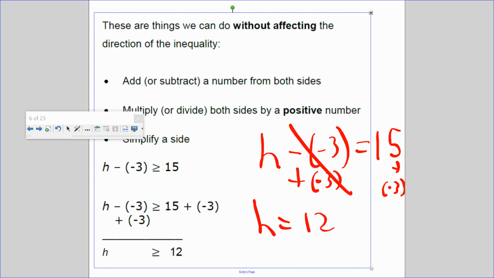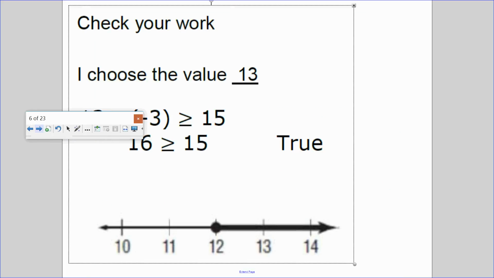Do you notice how in this example it is almost the exact same thing? The only difference is an equation has an equal sign, while an inequality will have an inequality sign. So same thing, but here h is greater than or equal to 12. But you always have to check your work, just like in an equation, you need to check your work.